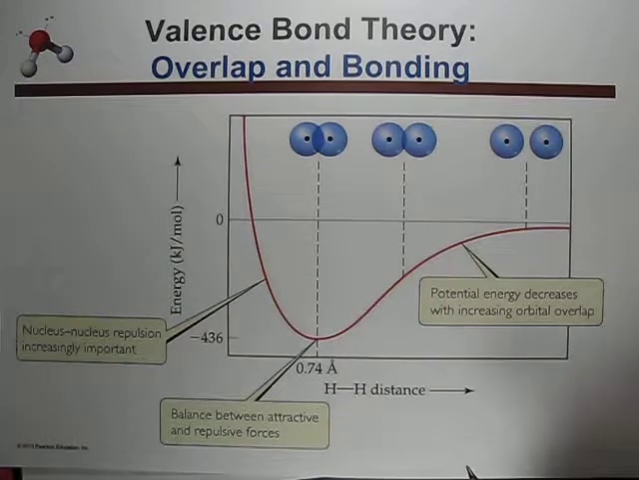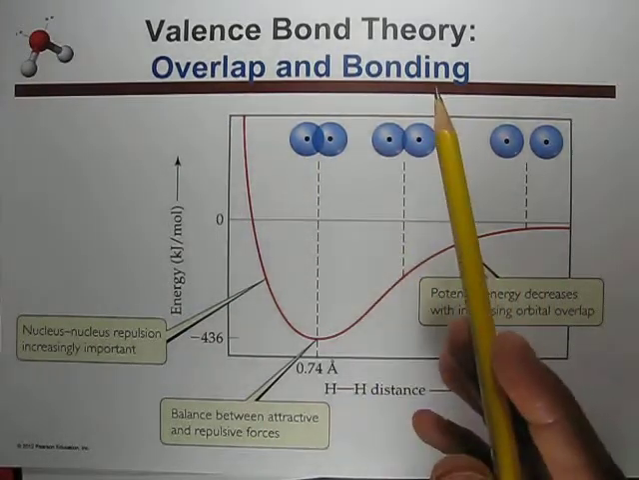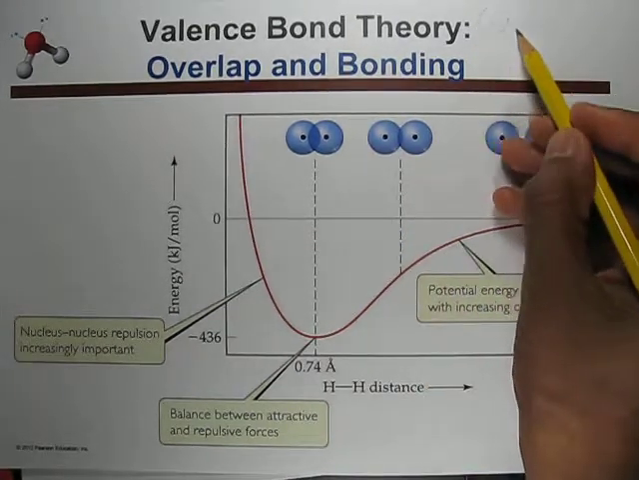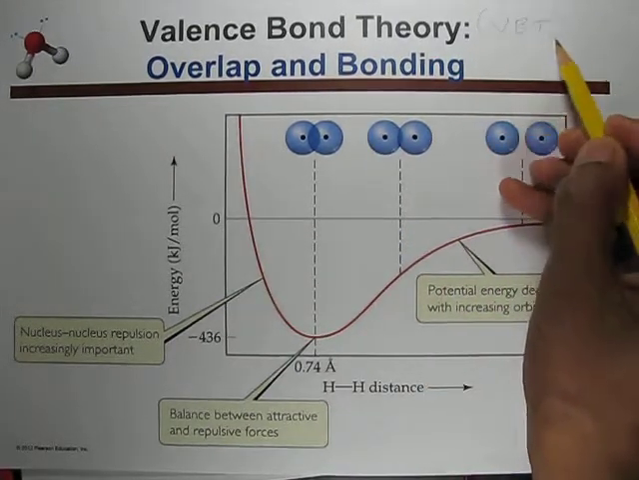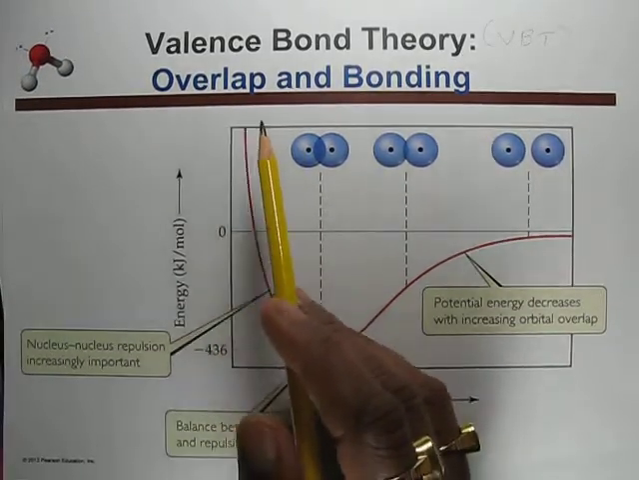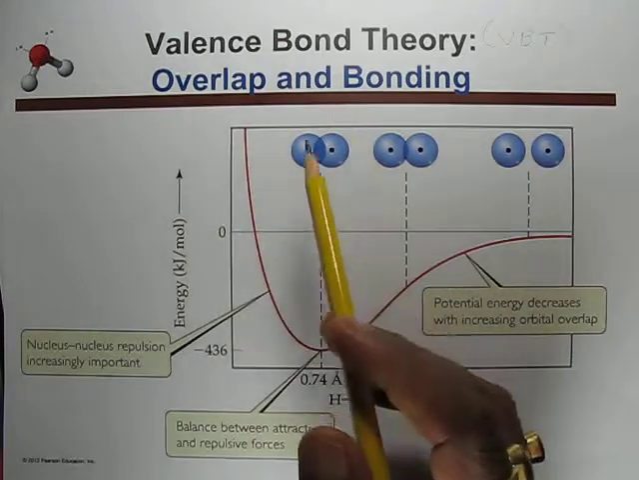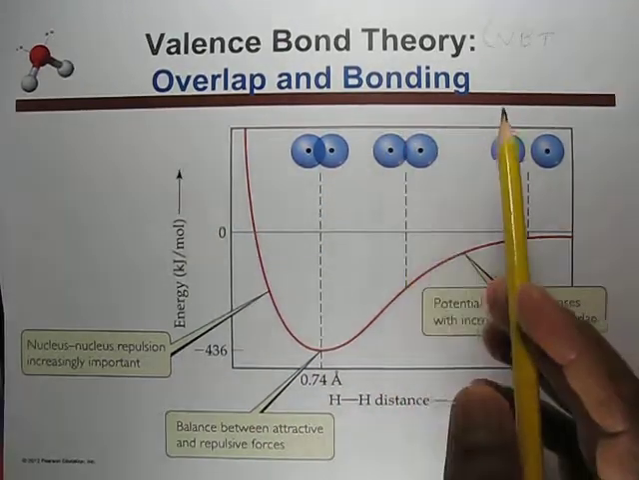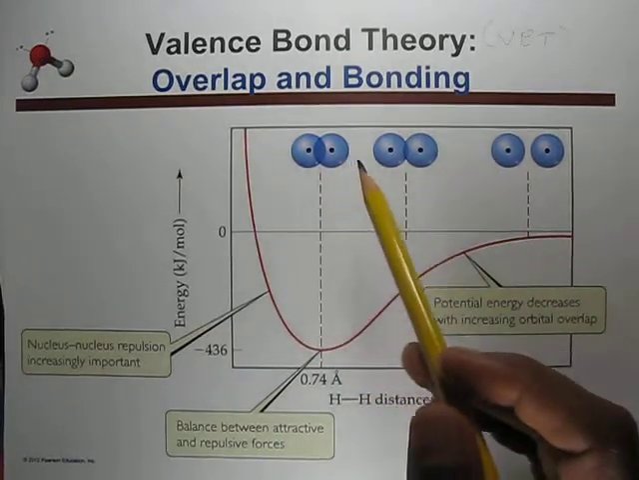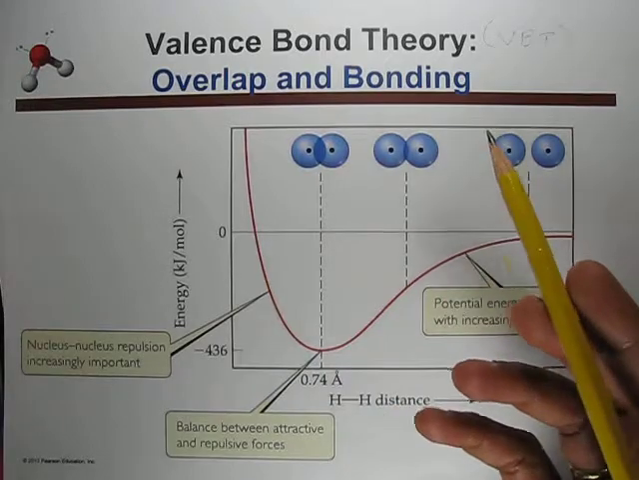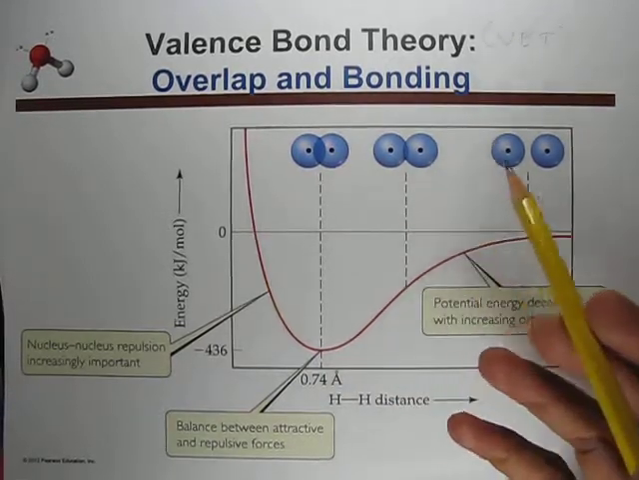Hello student, in this video we will study the valence bond theory. This is also called VBT theory, and it is basically about the overlapping of two orbitals and the formation of a covalent bond. So this theory explains how a covalent bond forms by the overlapping of two orbitals.